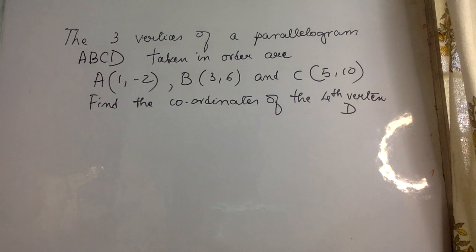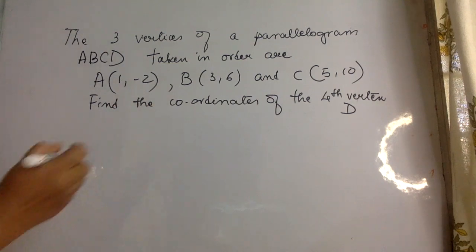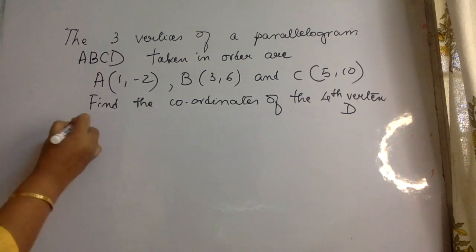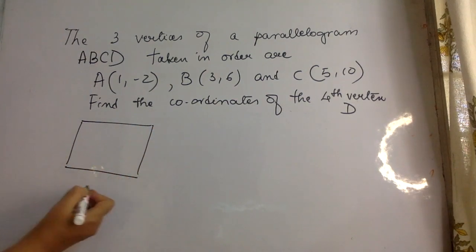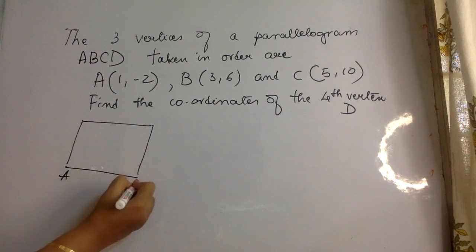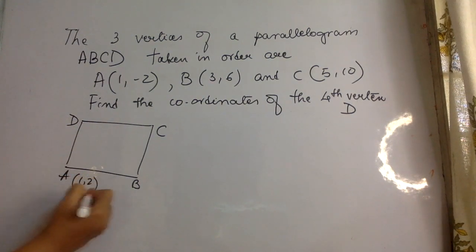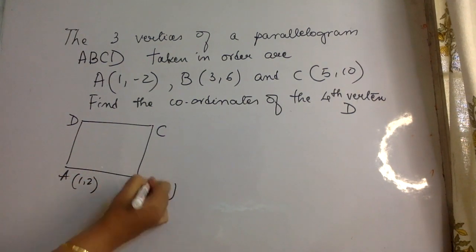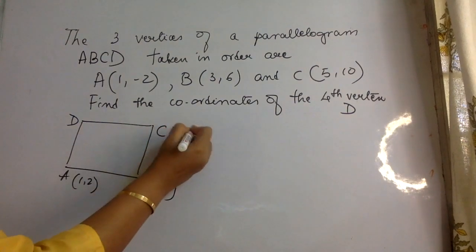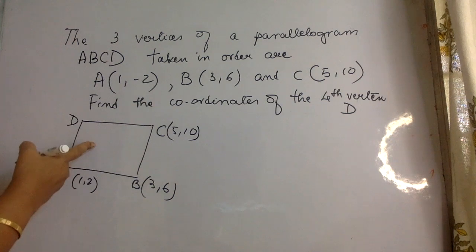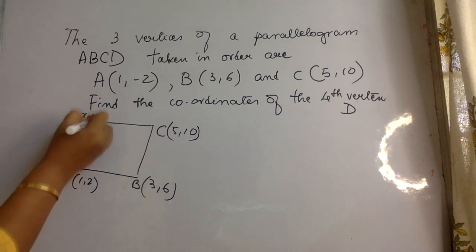Now, here in this question, the 3 vertices of a parallelogram are given. The 4th one is asked. Now, what is the simplest way? It can be done in many ways. Now, here it is. Okay, 1, 2, 3, 6, 5, 10, and they are asking for the coordinate of the 4th vertex. Let me keep it as x, y.